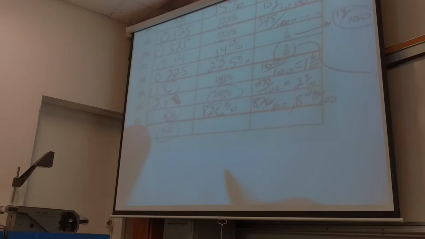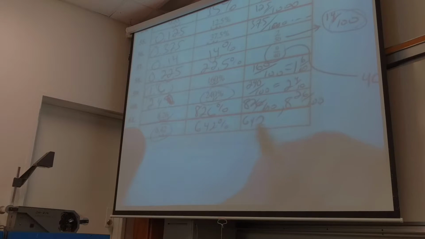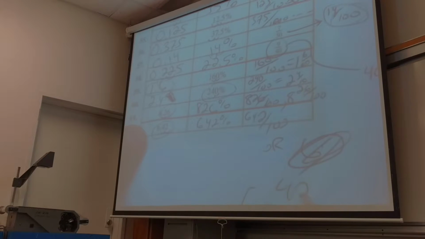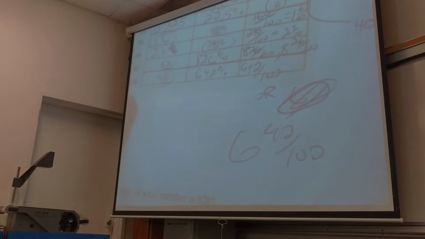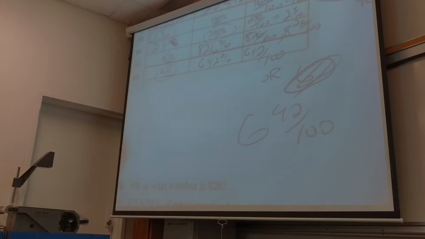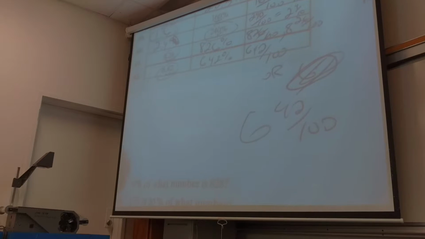So this is the same problem, right? So bam, bam. So it'll be what percent? 642%. So then 642 out of 100, or 6 and 42 hundredths. All right, sweet. Let that be simple.